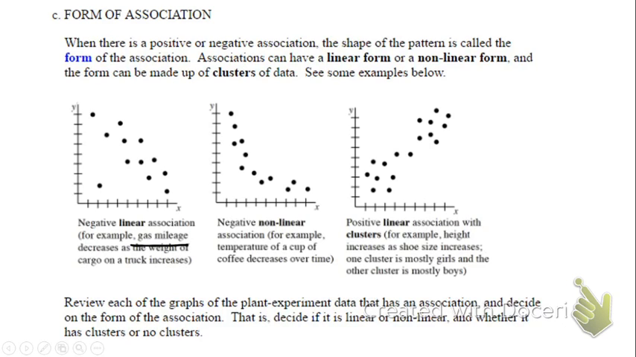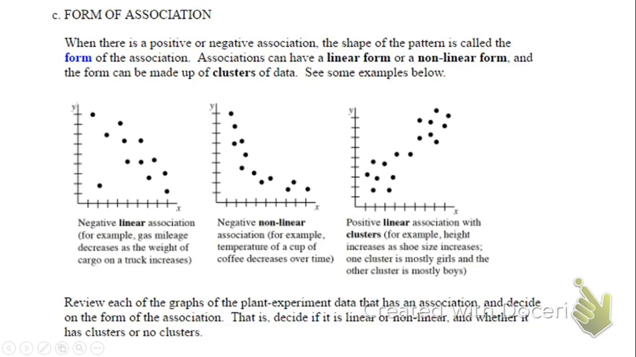Now, an example of linear is gas mileage and the weight in the truck. So the more weight you have in a truck, the worse your gas mileage is going to be. So the heavier the truck, the lower your gas mileage is going to be. And that's kind of a linear thing.